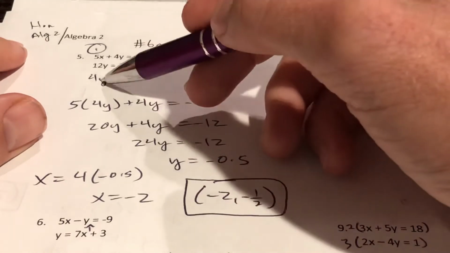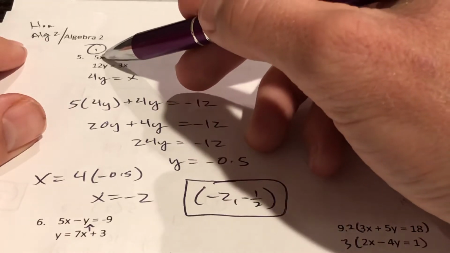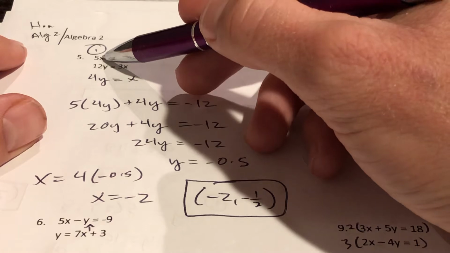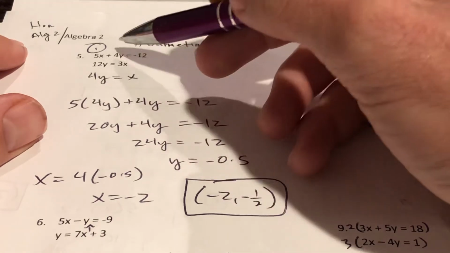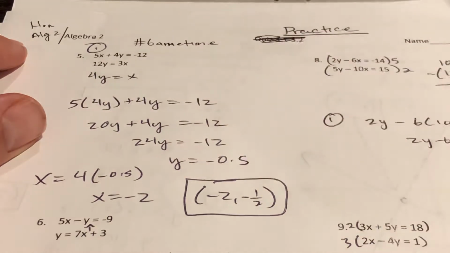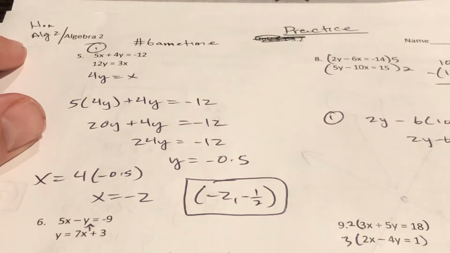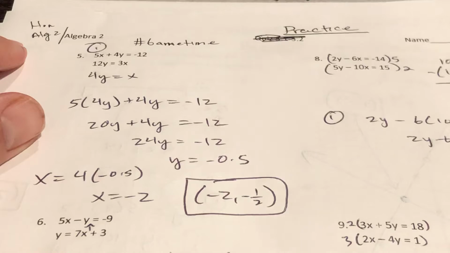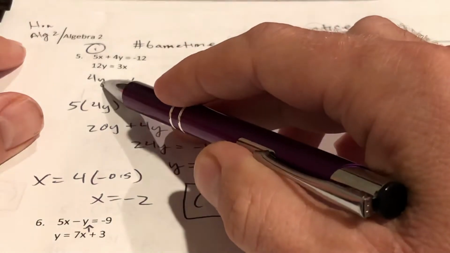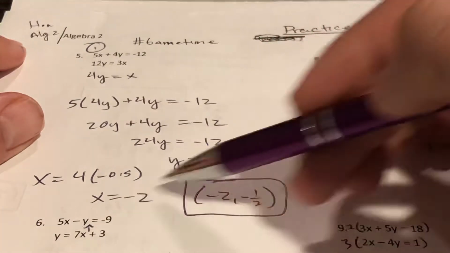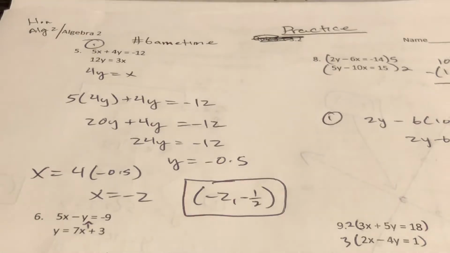That means I'm going to plug 4y in for x in equation 1. So instead of writing 5x, I'm going to write 5 times 4y plus 4y equals a negative 12. I get y is equal to a negative 0.5, negative 1/2. So if I plug negative 0.5 in for y, I get x equals negative 2. Negative 2, comma, negative 1/2. That is my answer.